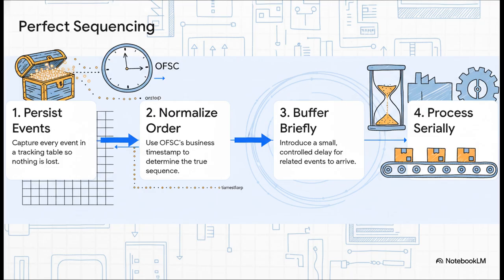Nothing ever gets lost. Second, and this is the really clever part, you figure out the true order using the timestamp from OFSC, not the time the message happened to arrive. Third, you add a tiny controlled pause, just a few seconds, to give any related messages a chance to catch up. And finally, you process all the events for one specific job, one by one in that correct sorted order. See how that works? You turn that data chaos into a perfectly orderly queue.